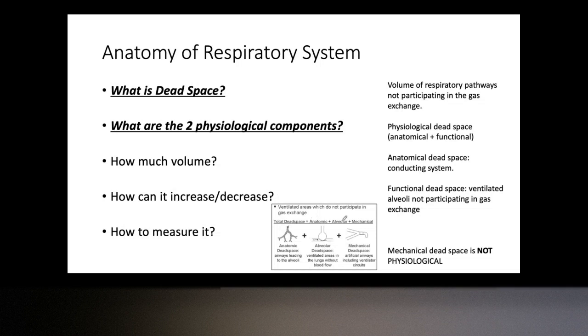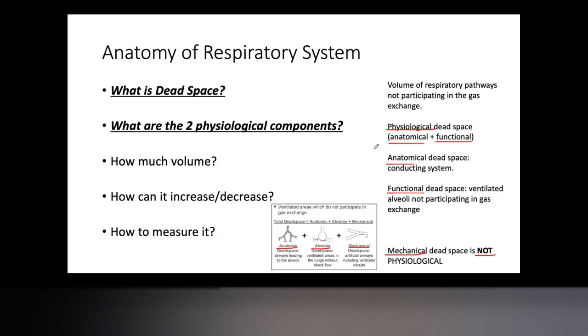The alveolar, so alveolar is basically all the alveoli that do not participate in the exchange. Anatomical is everything that is not supposed to make an exchange, but the mechanical is not physiological, okay? So the mechanical dead space, like intubation and stuff, is not physiological. So the physiological is made up of the functional and the anatomical one. These are the two components, okay? So that's the physiological dead space.